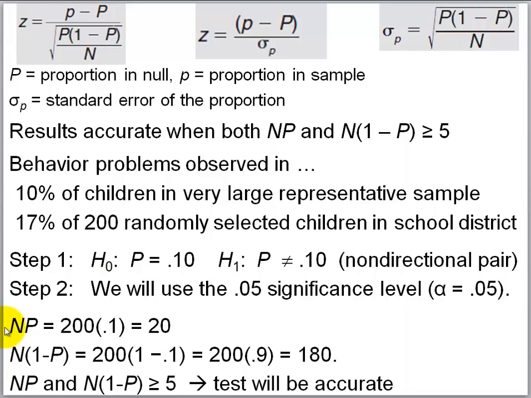So n equals 200, p equals 0.1, np computes to 20. n times 1 minus p equals 200 times 1 minus 0.1, that is to say 200 times 0.9, and that computes to 180. So it is indeed the case that both np and n times 1 minus p are greater than 5, and as such our test results will be highly accurate and we can proceed with that test.